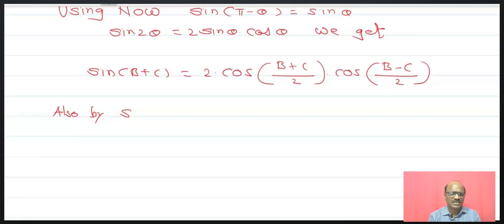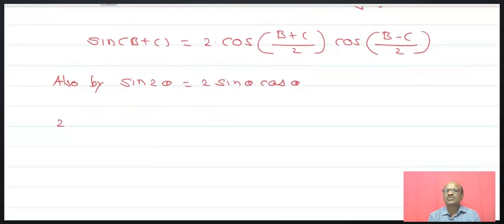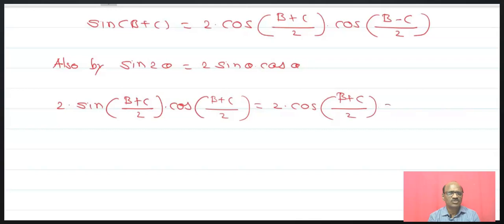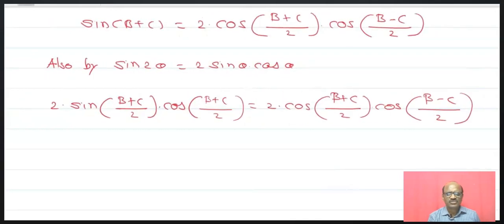Now see this. Also by sine of 2 times theta, here again I am repeating, there is 2 sine theta into cos theta, that is 2 times sine of (b plus c) upon 2 into cos of (b plus c) upon 2. And on both sides we have two terms common, that is 2 times cos of (b plus c) upon 2 and cos of (b plus c) upon 2. These two terms will get cancelled here.